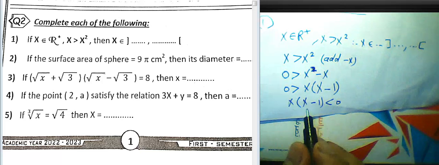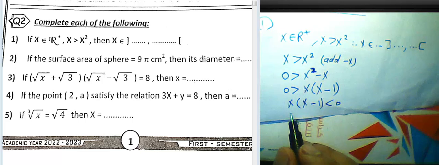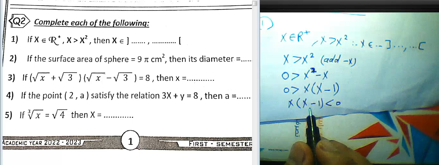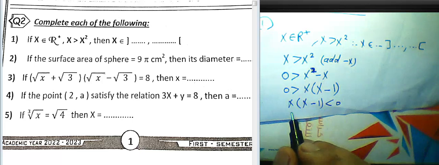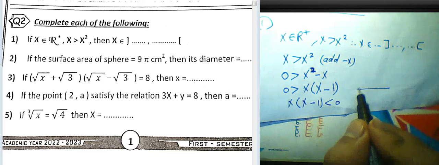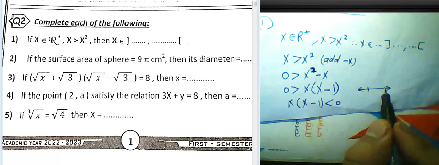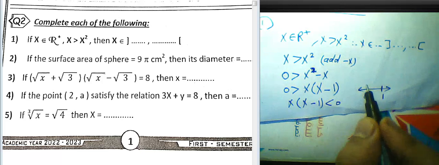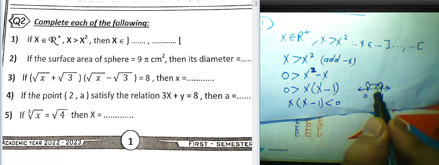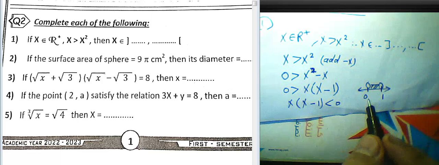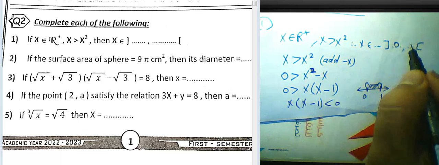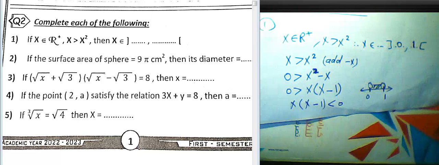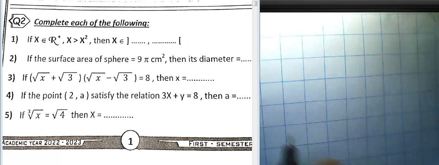Then x equals 0, or here x minus 1 equals 0, then x equals 0 and 1. But the result must be an open interval at 0 and 1. So we must write here 0 and 1 open. Okay. Question number 2.